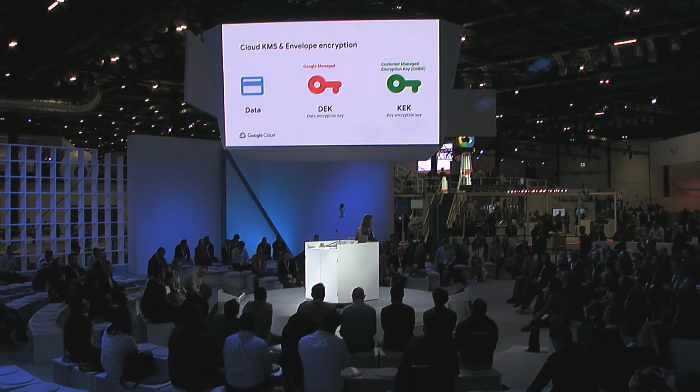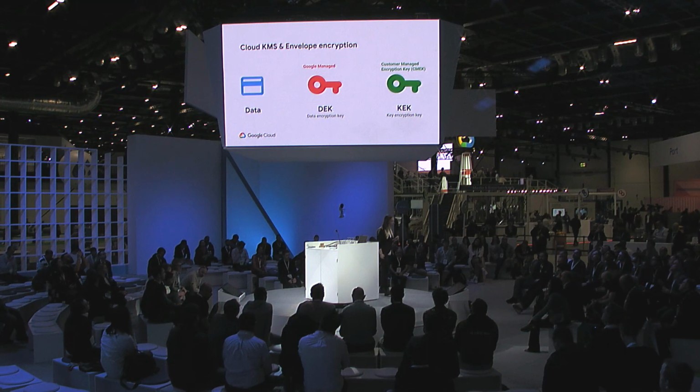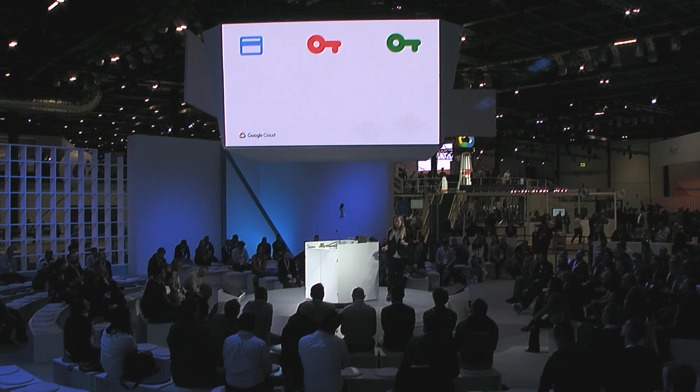But sometimes we know that you need more than default encryption. So this might be for your secrets, or you might have requirements to manage your own keys. So you can use Cloud KMS, or Customer Managed Encryption Keys, or CMEK. This allows you to create, use, and revoke the key encryption key, the green one, but Google still manages the data encryption key. So let's take a look at how this envelope encryption works when you use Cloud KMS.